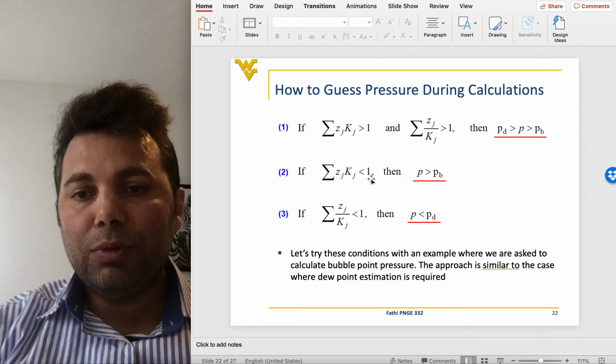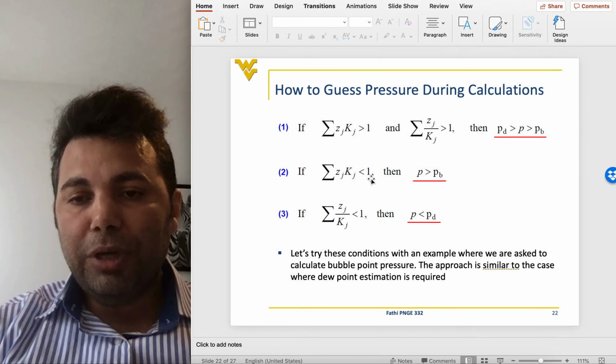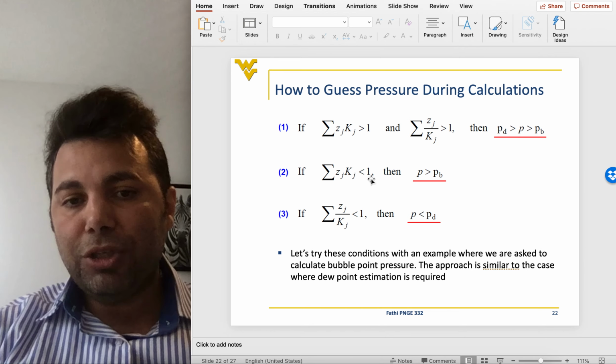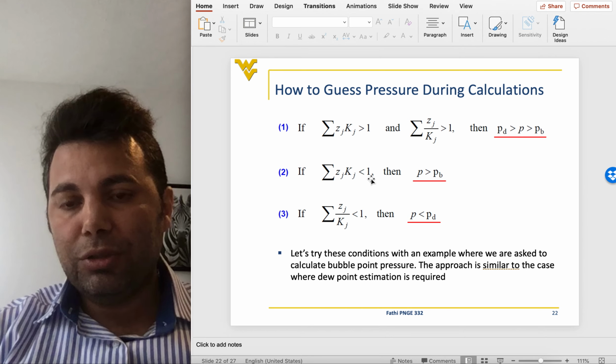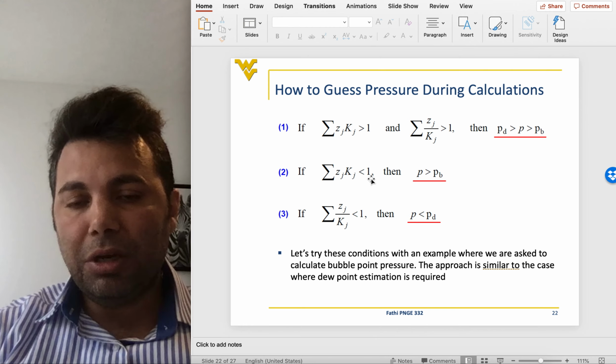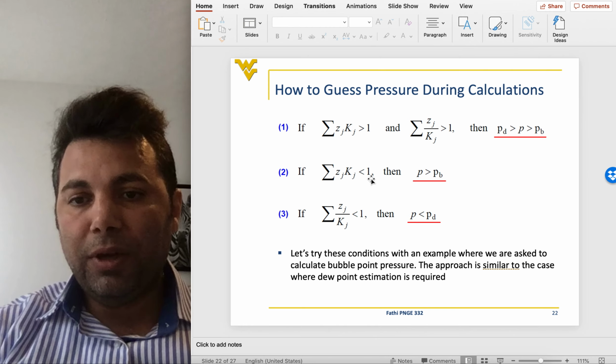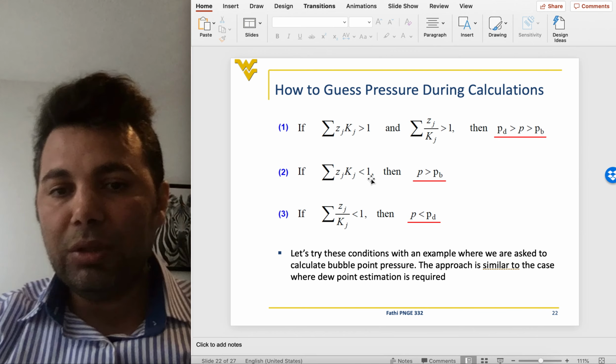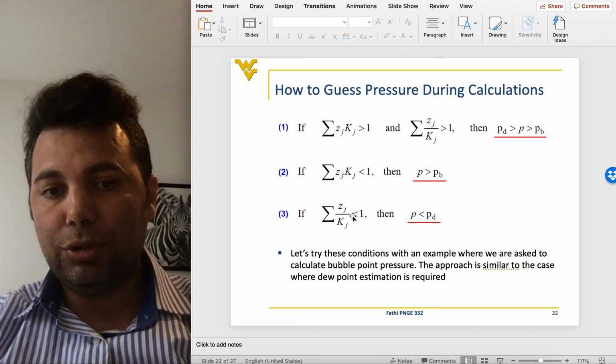The same goes for the dew point. Again, for the dew point pressure, I know the dew point pressure is equal to 1 over the summation of Zj over PVj. Zj is given, PVj comes from the Cox chart. I can find the ratio of Zj over PVj, and 1 over that gives me the dew point. And I can use that dew point pressure as an initial guess for my real solution.